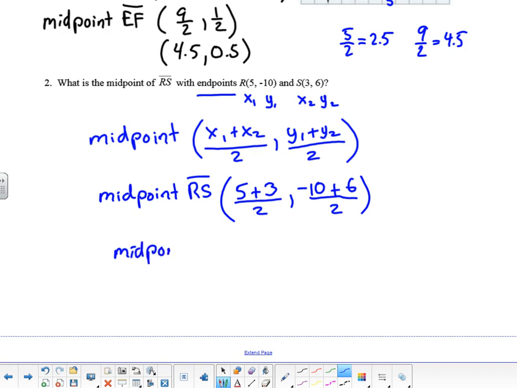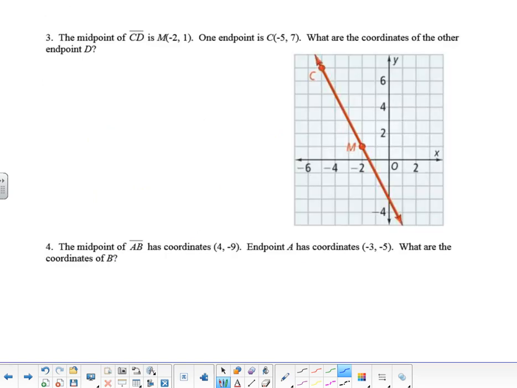So the midpoint then of RS, so 5 plus 3 is 8. 8 divided by 2 is 4. Negative 10 plus 6 is negative 4. Negative 4 divided by 2 would be negative 2. So that's going to come out to be 4, negative 2, is the midpoint of RS. And it's important that you write midpoint of RS so we know what we're talking about. All right, two more examples.